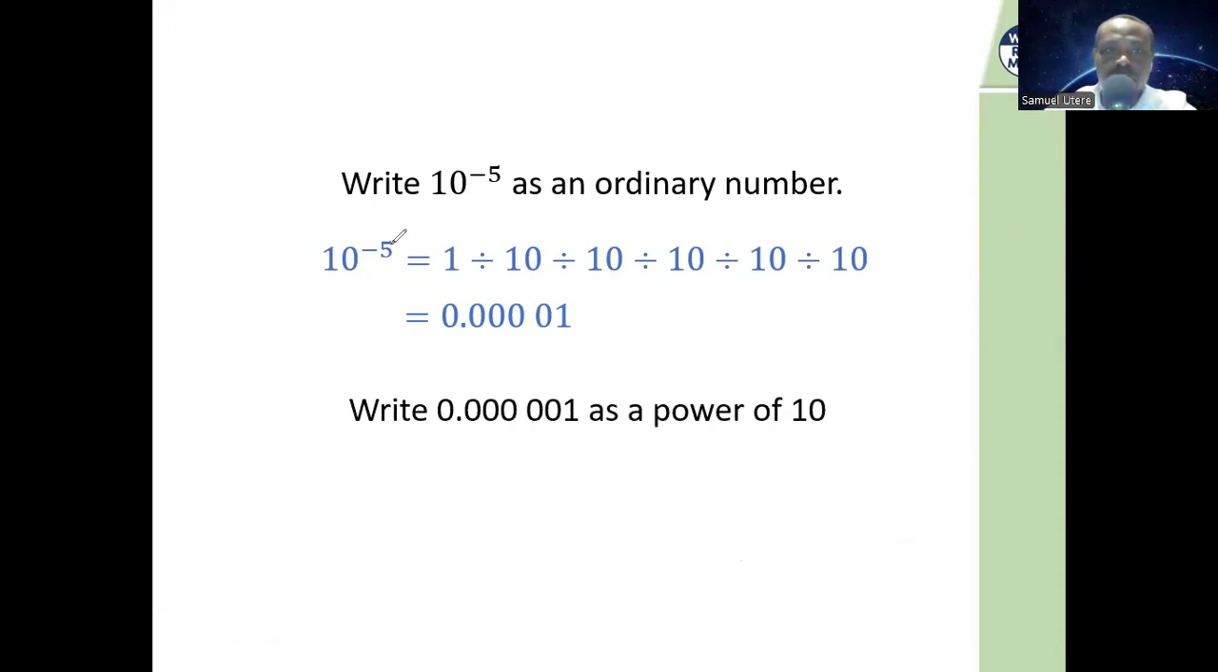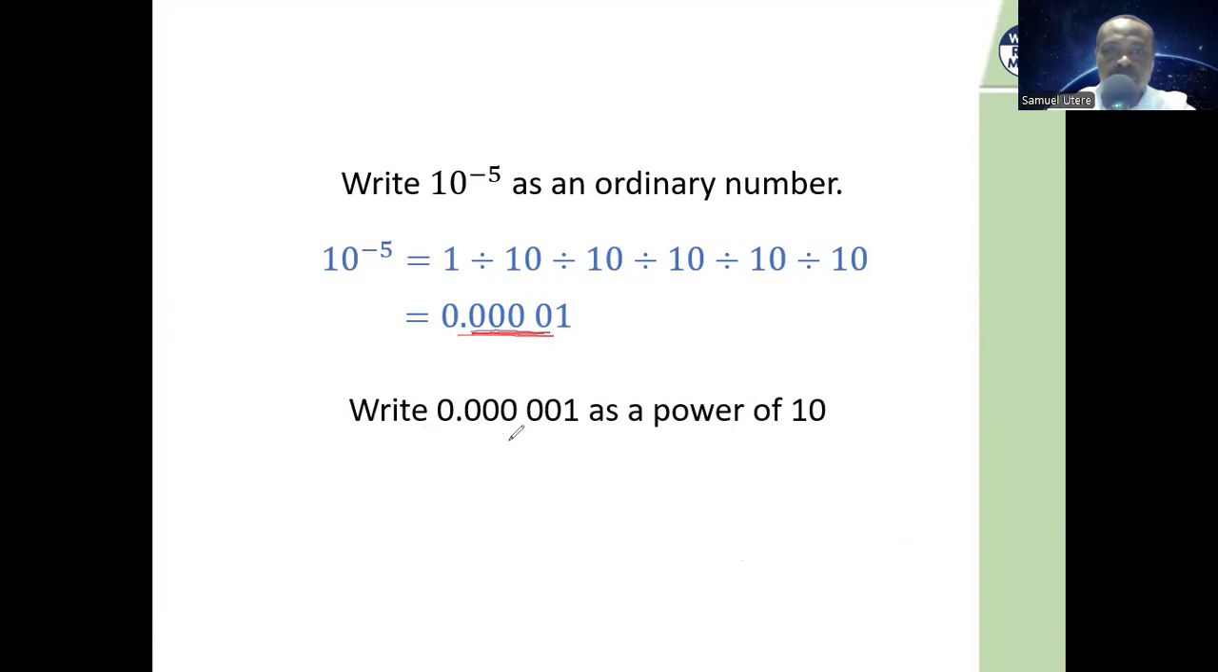Now, notice this. You notice this is negative power 5. Notice how many zeros we have. Let me use red. I like red. We have 4 zeros before 1.